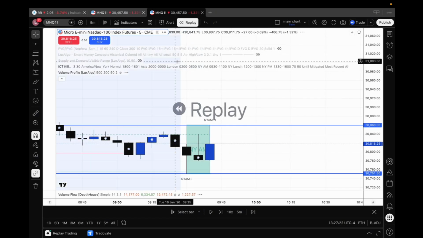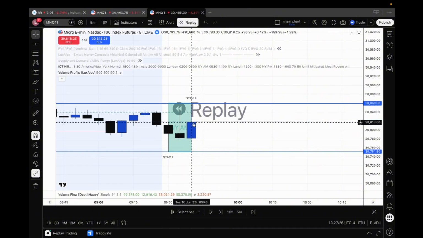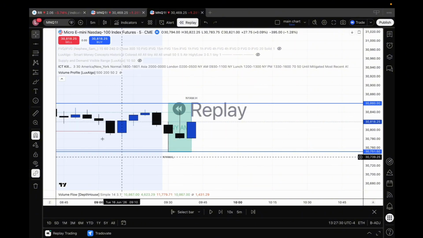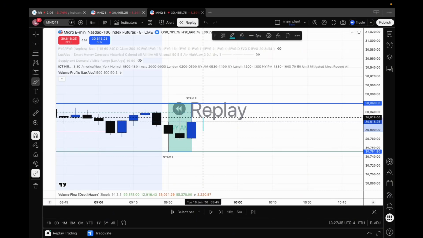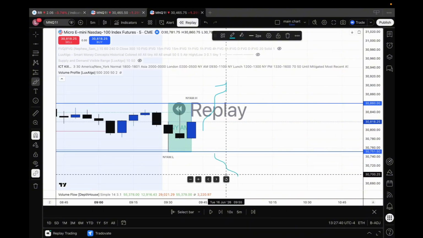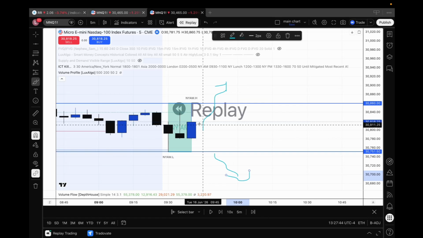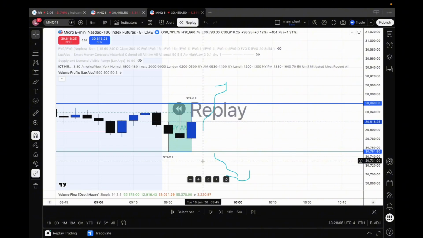Now we switch to our 5-minute time frame. Okay, perfect. So now see how it's 9:40. That's how it would be in real time. Now all we want to do is wait for a break either to the upside or to the downside. So we want this to either go like this or like this. So let's see where it goes.